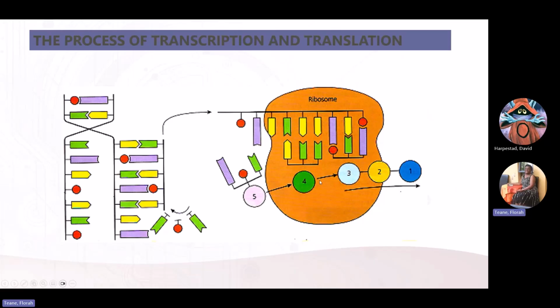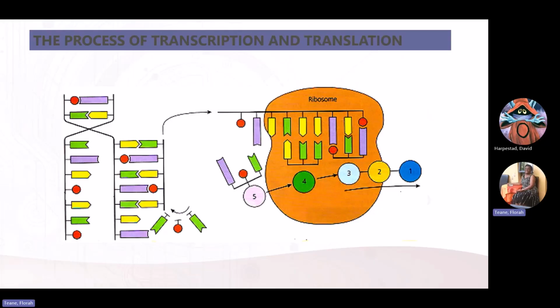Now, this process whereby amino acids are being picked up by the transfer RNA, taken to the ribosomes, where they are being arranged to form a polypeptide, which can be called a protein when it has got 50 amino acids, is called translation.